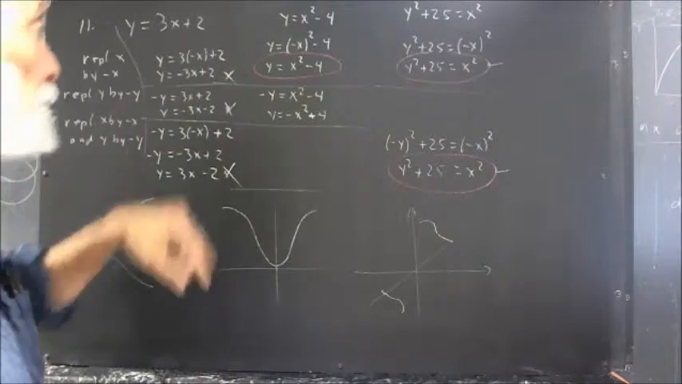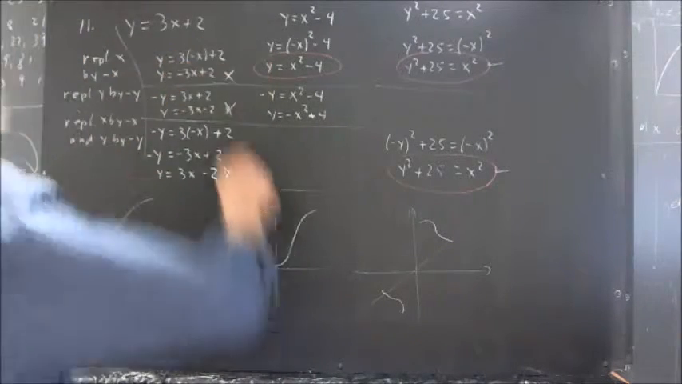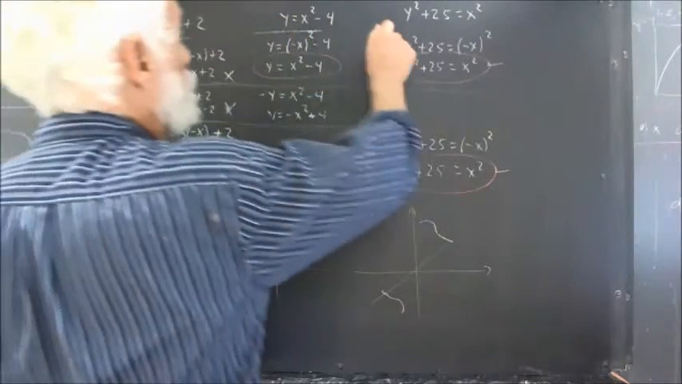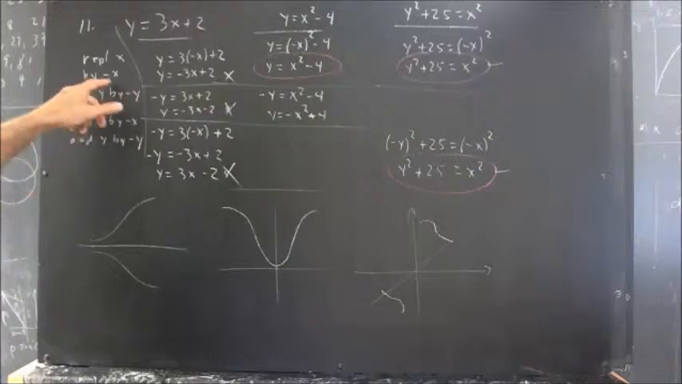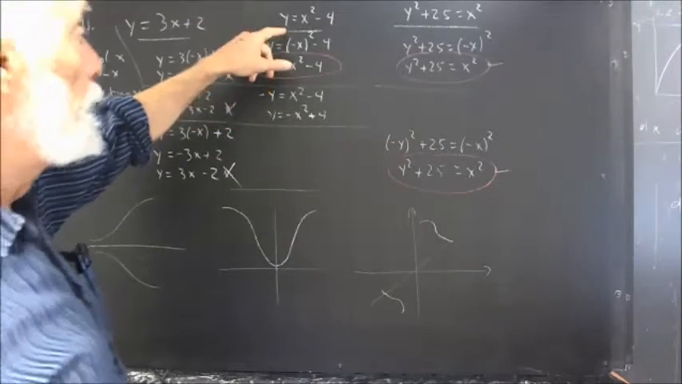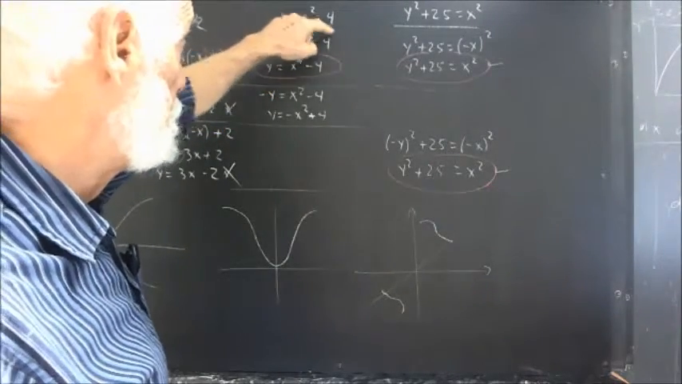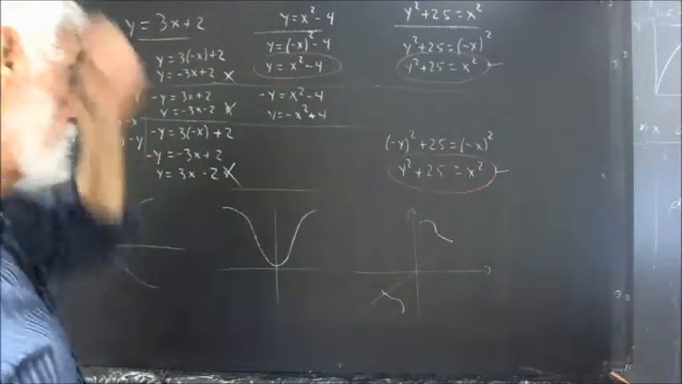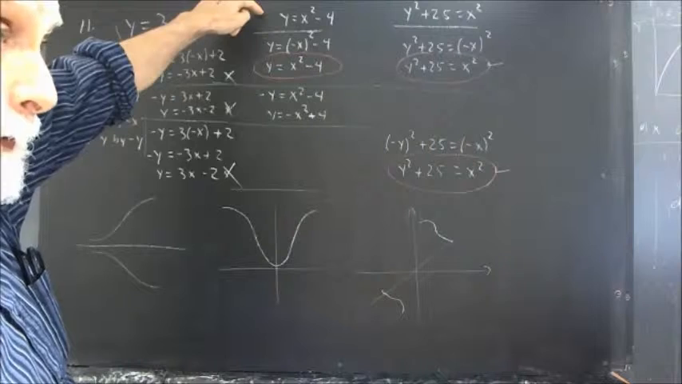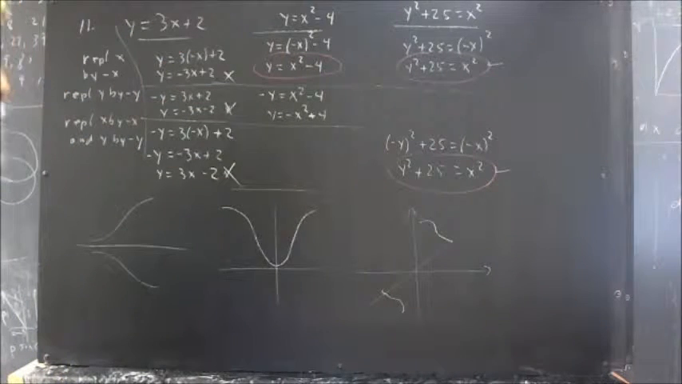Okay, now, the next expression is y equals x squared minus 4. We replace x by negative x, we get y equals quantity negative x squared minus 4. Squaring negative x, we get x squared. That's the same as the original equation, so that one matches.